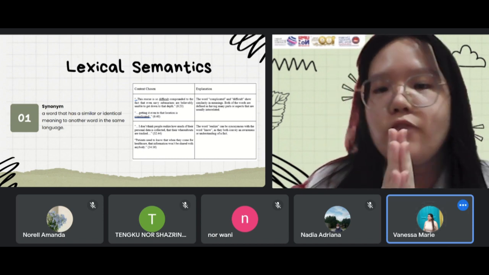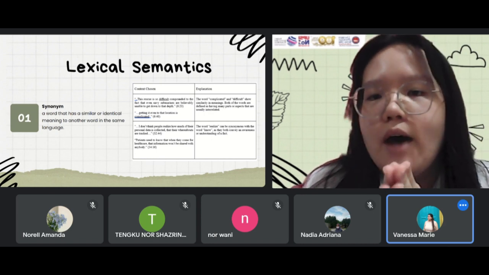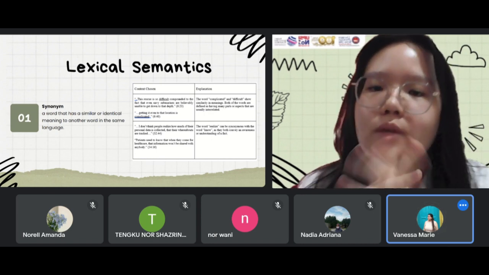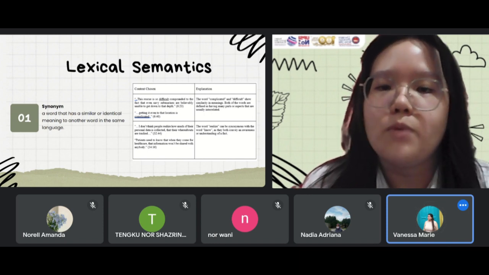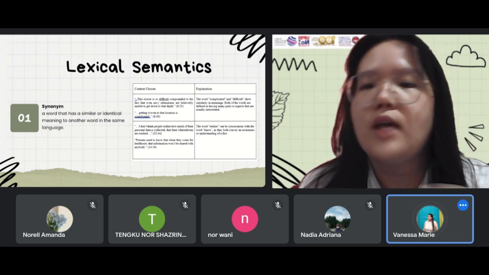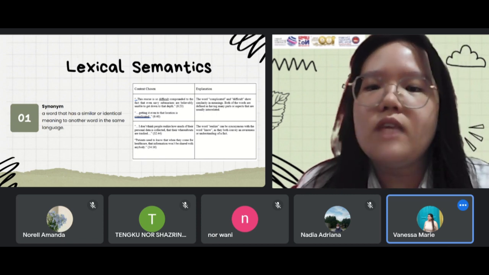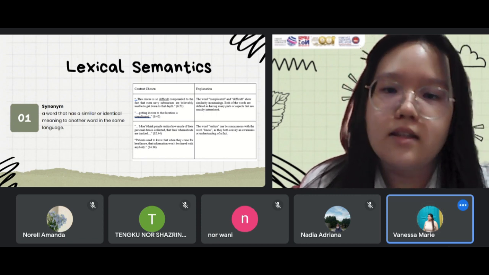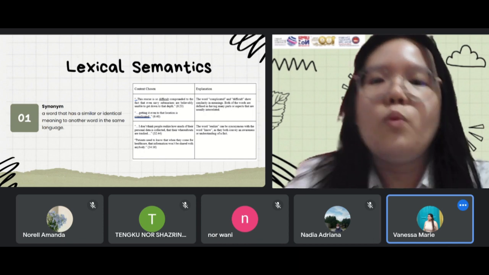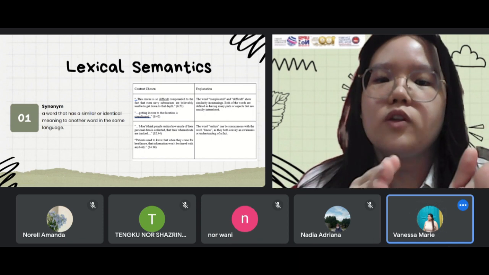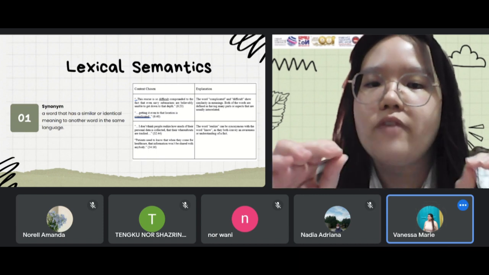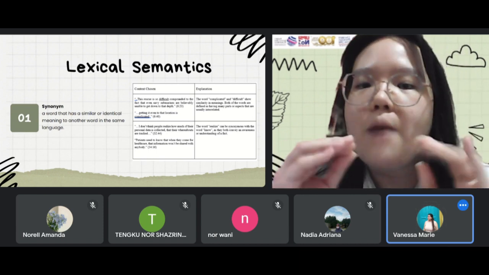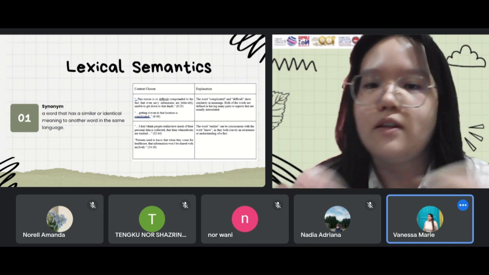As you can see from the table here, we have 2 examples. I'm going to take one example. This rescue is so difficult, compounded by the fact that even Navy submarines are unable to get down to that depth, and getting it even to that location is complicated. So the explanation here: the words complicated and difficult show similarity in meanings. Both of the words are defined as having many parts or aspects that are usually interrelated.